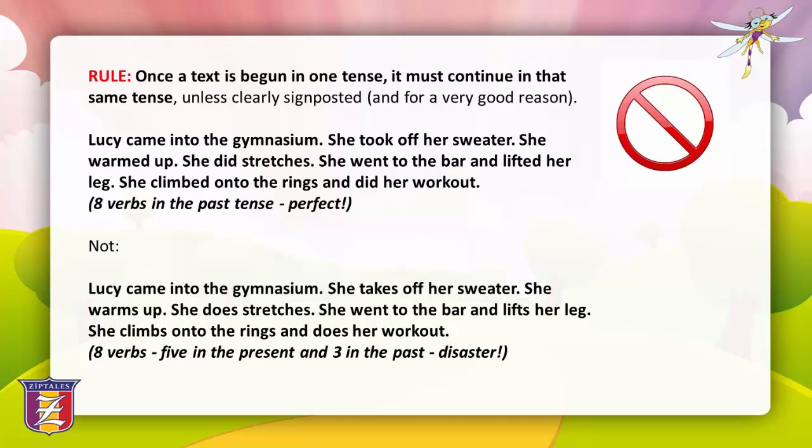Lucy came into the gymnasium. She took off her sweater, she warmed up, she did stretches, she went to the bar and lifted her leg, she climbed onto the rings and did her workout. 8 verbs in the past tense.